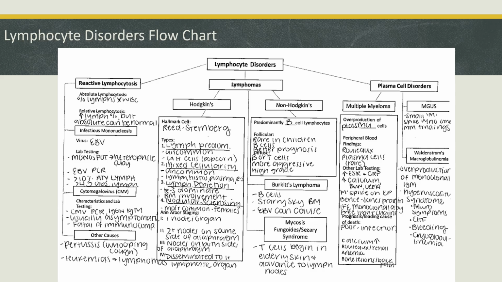A couple of other plasma cell disorders that we have is MGUS, which is going to have a small M spike in the gamma region, but no other multiple myeloma findings. Although a certain percentage of these patients who have MGUS do develop multiple myeloma down the road. And then last but not least, Waldenstrom's macroglobulinemia. This is going to be an overproduction of that monoclonal IgM. This is going to cause a hyperviscosity syndrome, neurological problems, heart problems, bleeding, cryoglobulinemia. So we're going to have cryoglobulins in the blood.